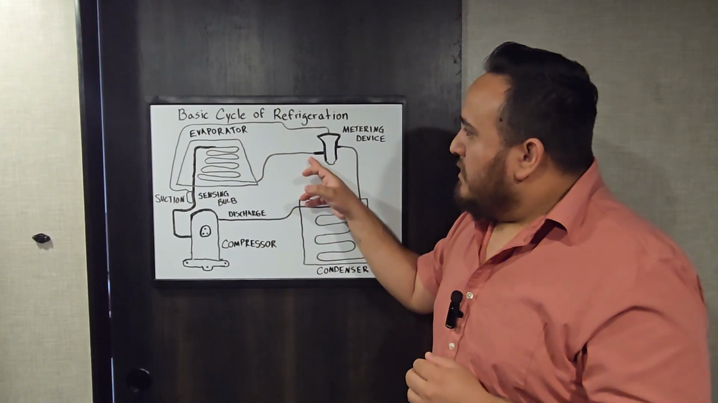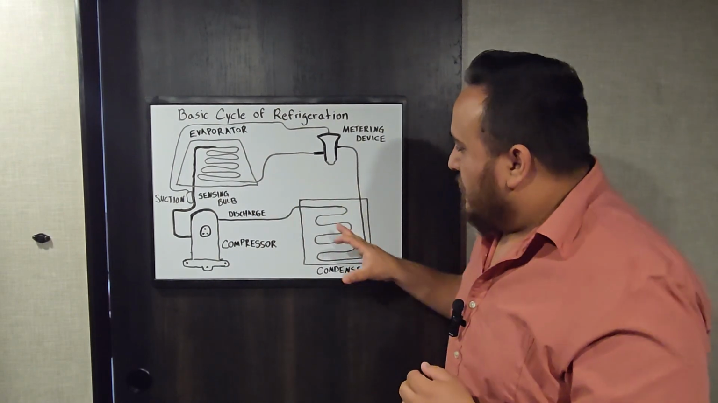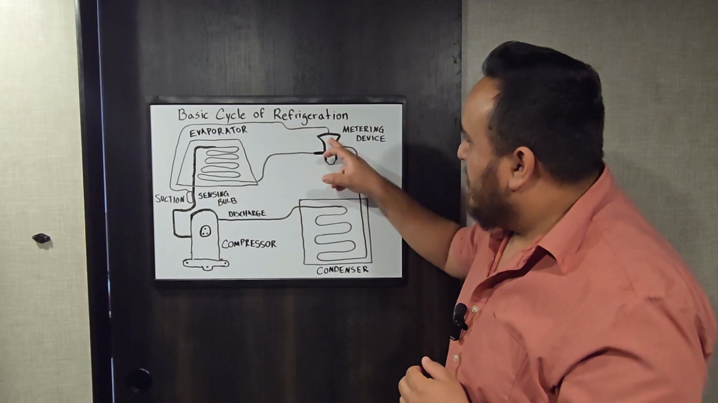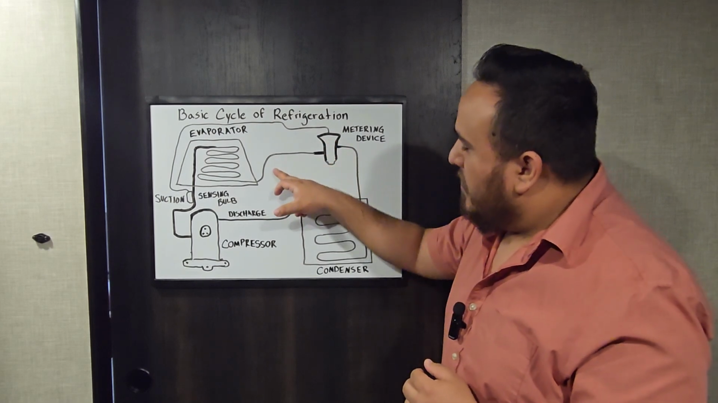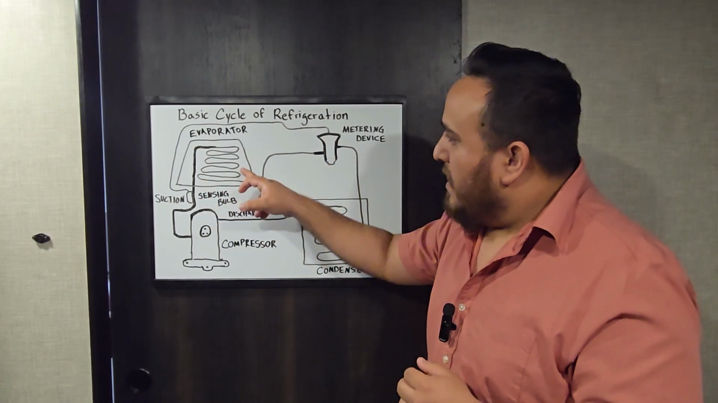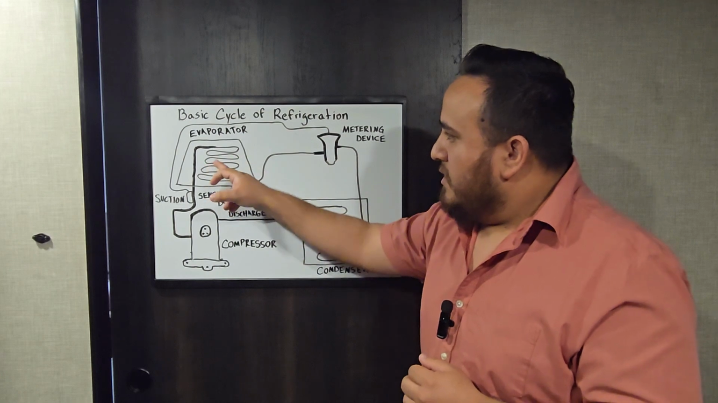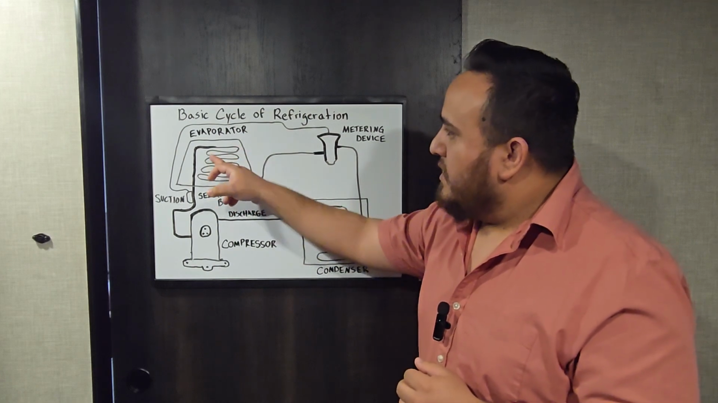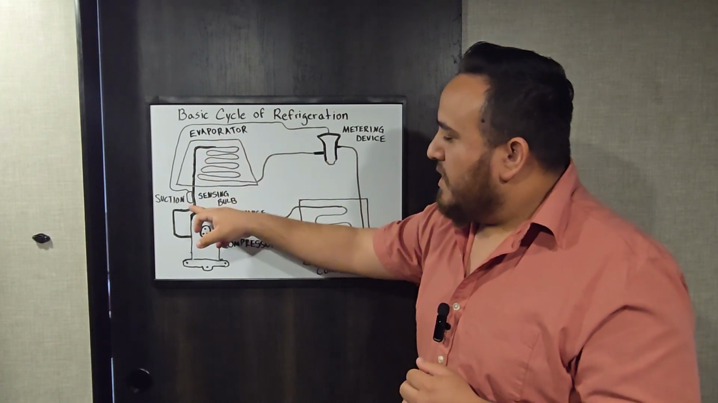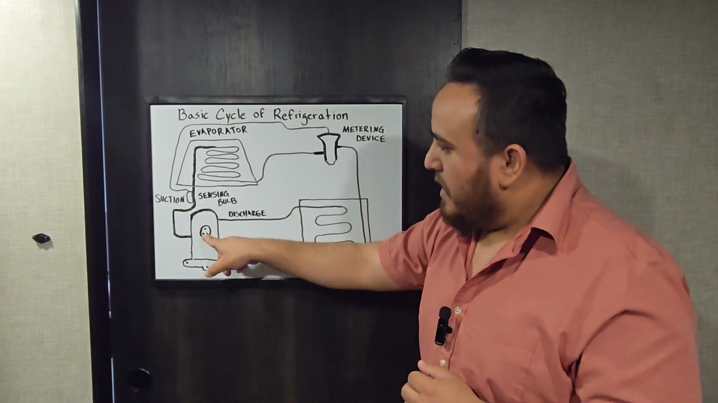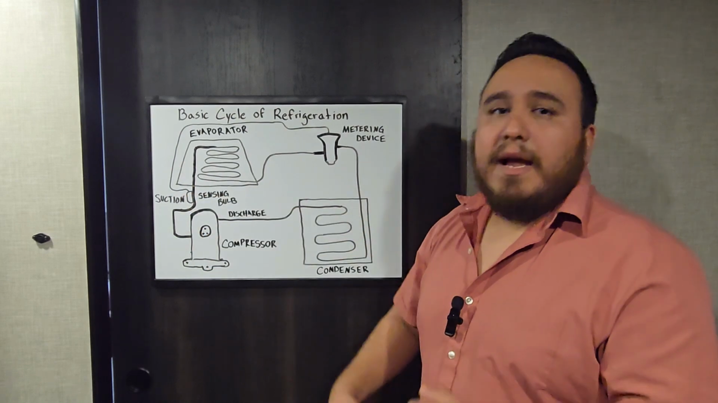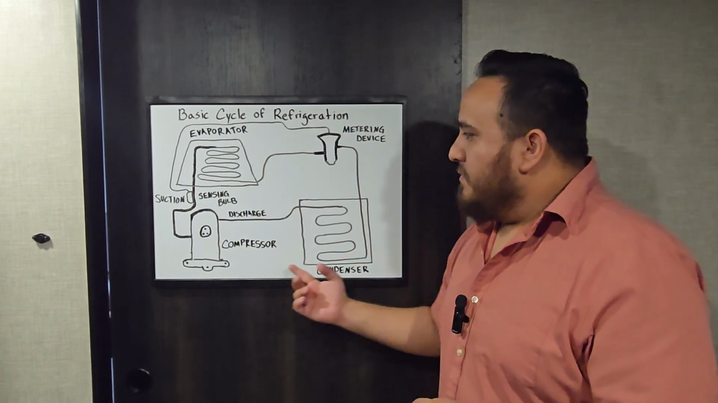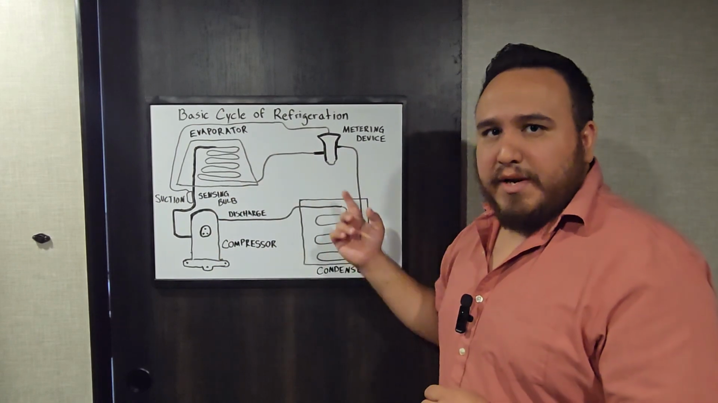So then that now cold refrigerant, because over here it was hot until it reached my metering device, then it starts to cool down. It goes into my evaporator and it goes all the way inside these coils into what's known as my suction line and then back into my compressor. And then that cycle starts over and over and over again.